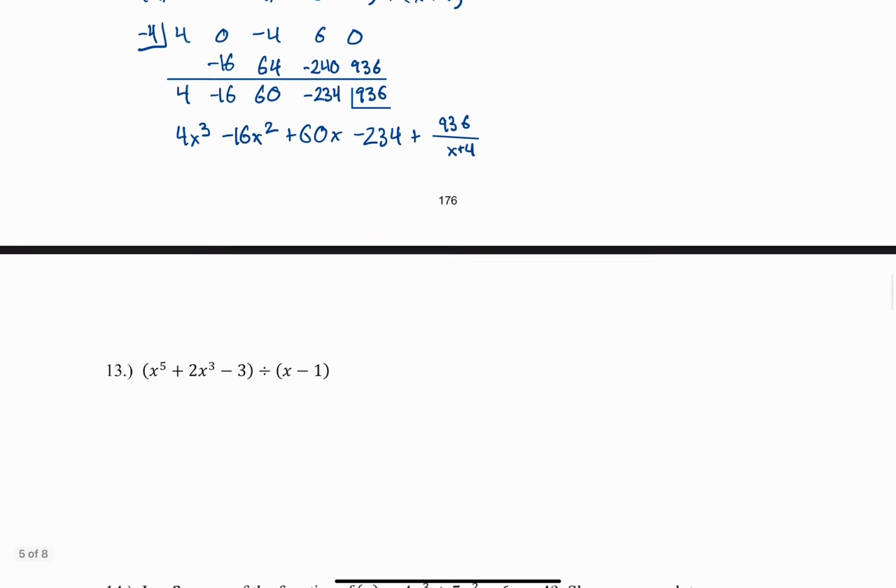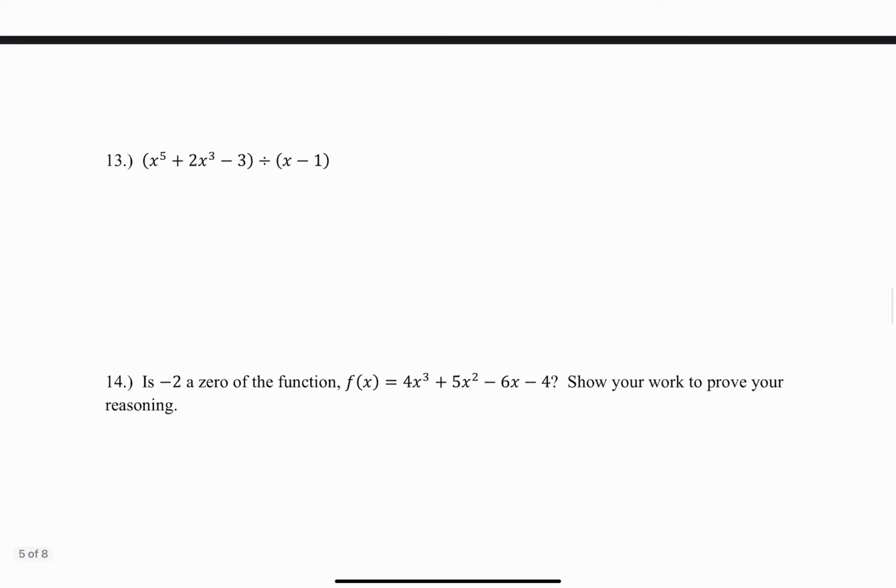And we have one more scenario for practice. If you have yet to practice these, I would encourage you to maybe pause and try it. But the 1 goes in the upper left-hand corner. We start with x to the 5th, so we have a 1x to the 5th, 0x to the 4th, 2x cubed, 0x squared, 0x, minus 3.